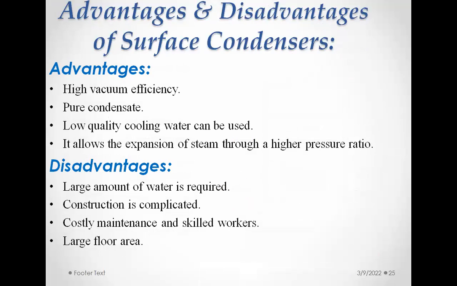It allows the expansion of steam through a higher pressure ratio. Higher pressure ratio means the pressure of the boiler divided by the pressure of the condenser. That is the pressure ratio. So it allows the expansion of steam through a higher pressure ratio, which means the higher the expansion, the higher will be the work ratio, and the higher will be the efficiency of the plant.